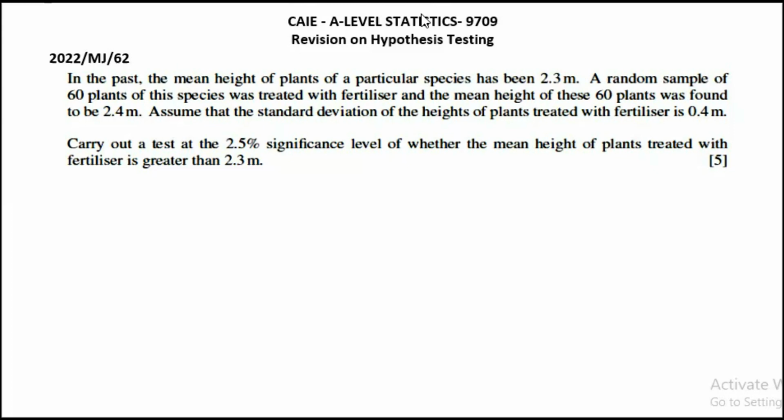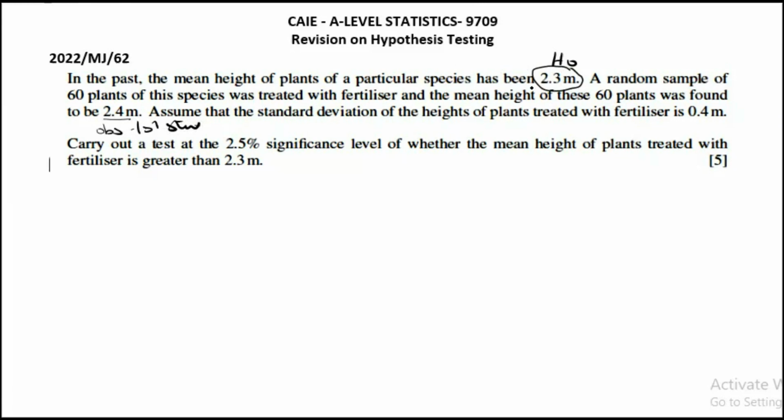Now, in the past, it is given that the height of plants of a particular species has been 2.3, which shows that the number 2.3 is the null hypothesis. Also, you can see that 60 plants were treated with fertilizers, and the height seems to be 2.4. That means this is the observed value or the test stat.